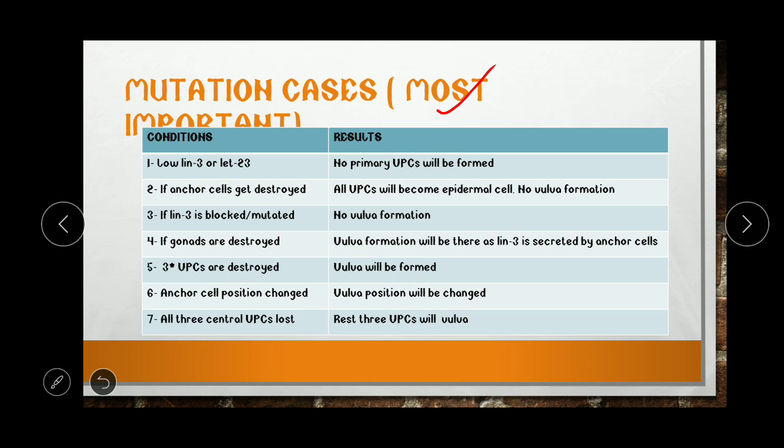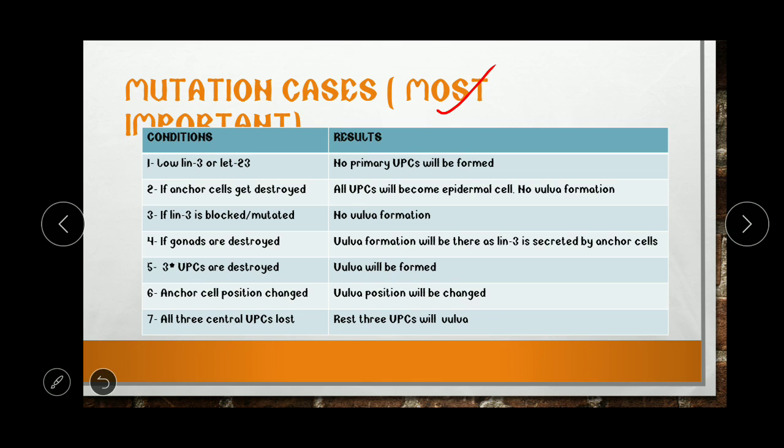So mutation cases are always most important. Questions in examinations always come from the mutation cases, so you must know the reason and you must remember the cases. First of all, low lin3 or LAT23 molecule, where lin3 is the ligand and LAT23 is the receptor. So no primary VPC will be formed, because, as we know, the anchor cell must secrete the lin3 ligand and the VPC must receive it through the LAT23 receptor. As they are present in low quantity, no primary VPC will be formed.